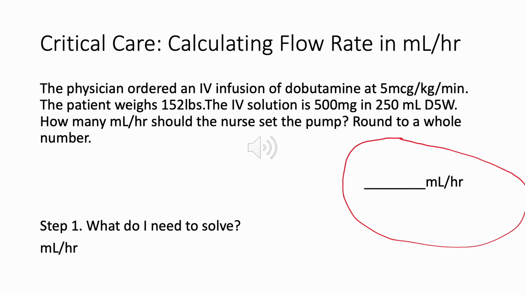The first step in solving any dosage assessment problem is determining what you need to solve. And in nursing school and on NCLEX, you're going to know exactly what you need to solve without even reading the problem. So before I even read the problem, I look for the little line with the units behind it. And in this equation, I see that I need to determine the milliliters per hour of this problem. So that means I need to know how many milliliters per hour I need to set the pump.